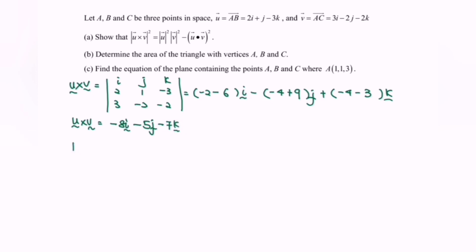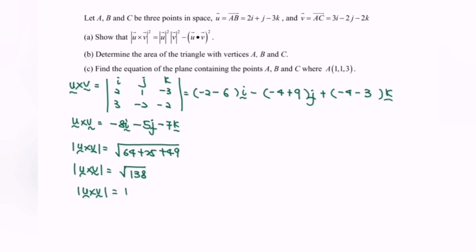Next is to find the magnitude for u cross with the v. So we will have square root of 64 plus 25 plus 49. So the magnitude for u cross with the v is equal to square root of 138. Next, if we square the magnitude for u cross with the v, we will have 138.